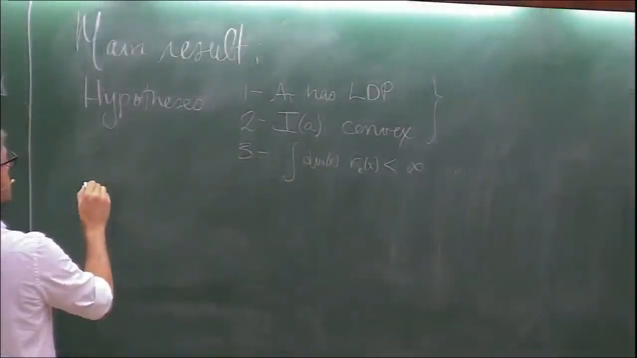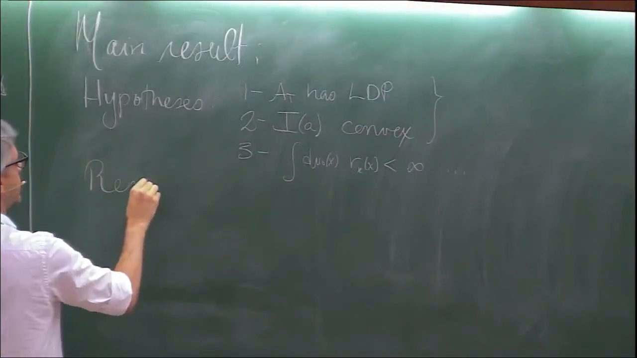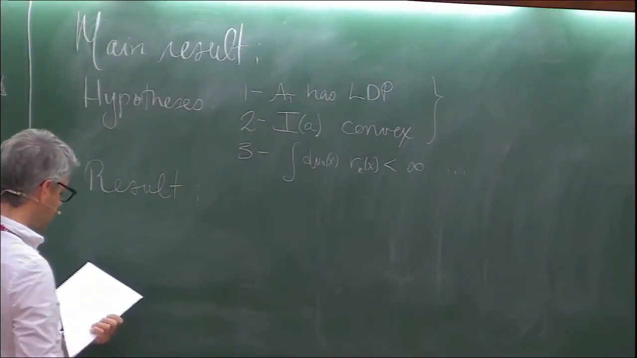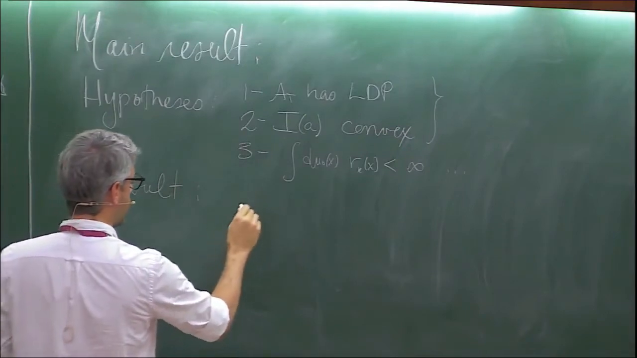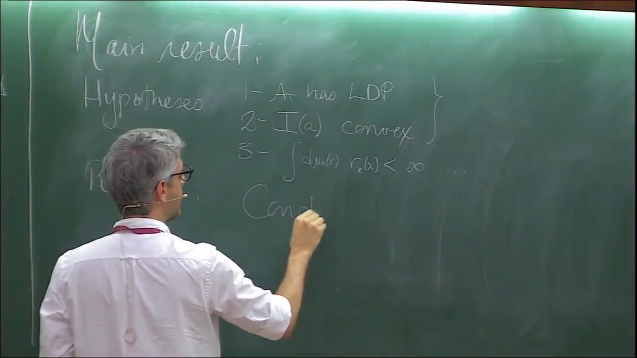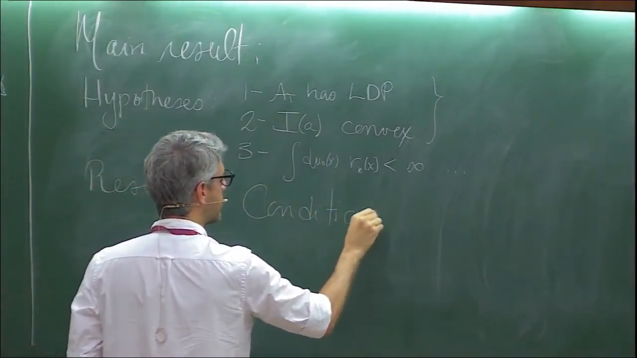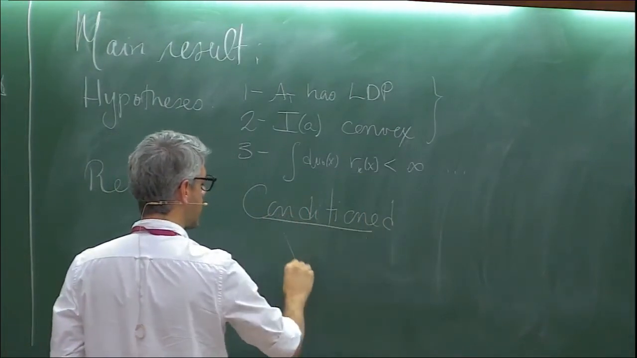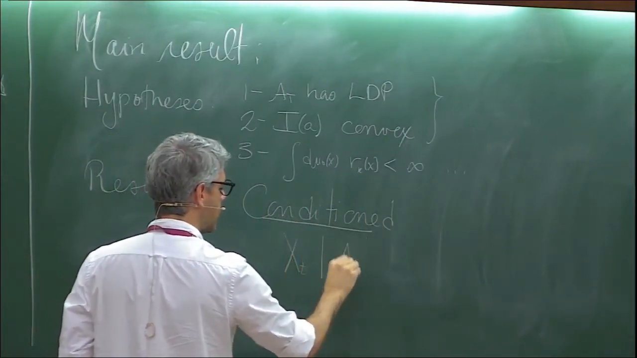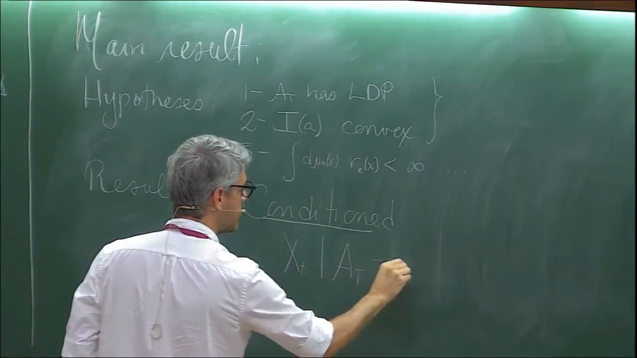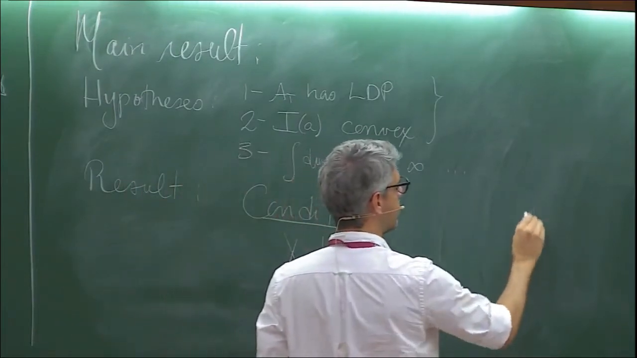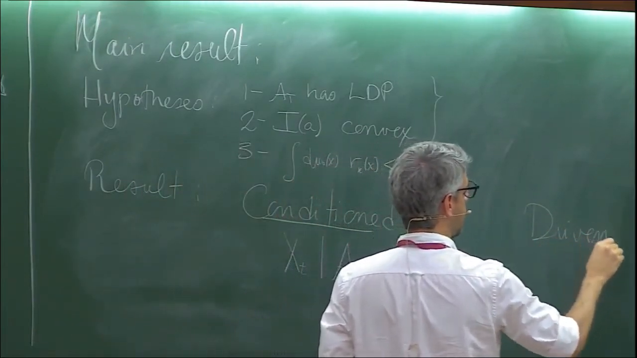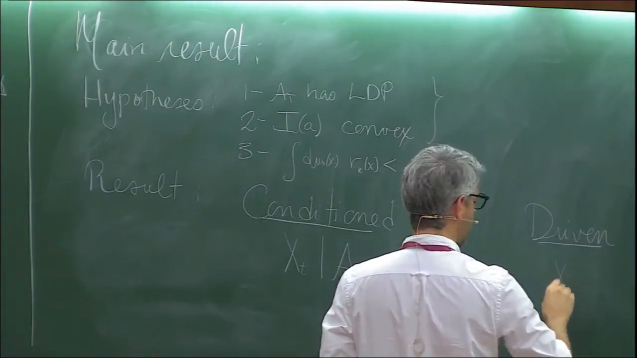So the result is the following. I'm going to write the result in different ways, just as a kind of table, and then I will explain what I mean by this result. So we started with the condition, right? So we had the process and the condition. We don't know much about this process. And here we have the driven on the other side. And then I have an explicit construction for that process.